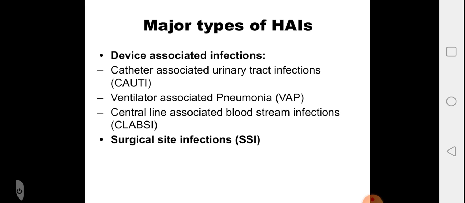Looking into device associated infections, which are acquired by use of devices, like indwelling urinary catheter causes catheter associated urinary tract infections. Use of mechanical ventilator and endotracheal tube results in ventilator associated pneumonia. Use of central lines can cause central line associated bloodstream infections.